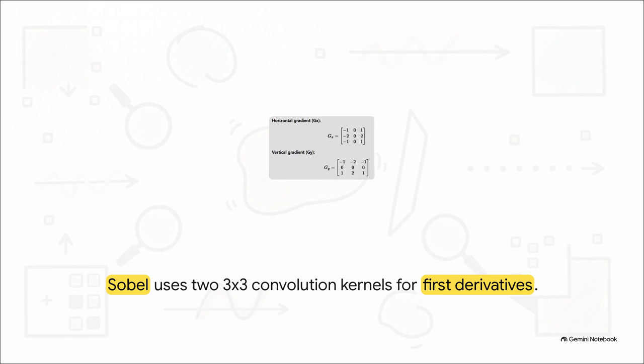See that 2 right in the center row? And the -2 across from it? That is not random. By putting a heavier weight of 2 on the pixels right in the middle of the edge we're looking for, the Sobel operator actually creates a built-in smoothing effect. It kind of averages out random camera noise while still locking onto that sharp vertical cliff. It is just a beautifully elegant piece of math.